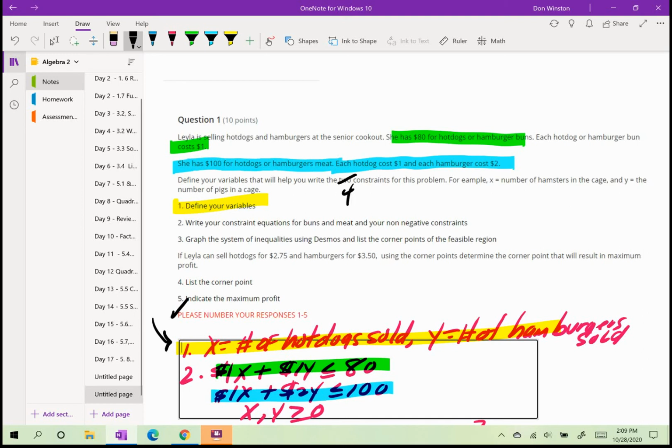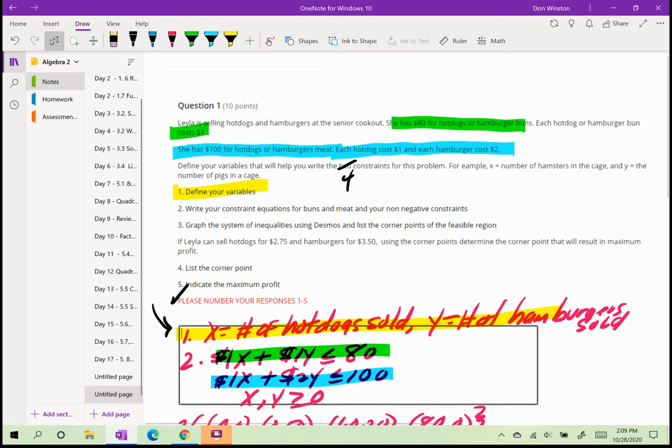Number one, you define your variables. So that's what I did. I said X is equal to the number of hot dogs sold and Y is equal to the number of hamburgers sold. So that's number one done. Number two, write your constraint equations for bun and meat and your non-negative constraints. You can't have a negative number of hot dogs and a negative number of hamburgers.